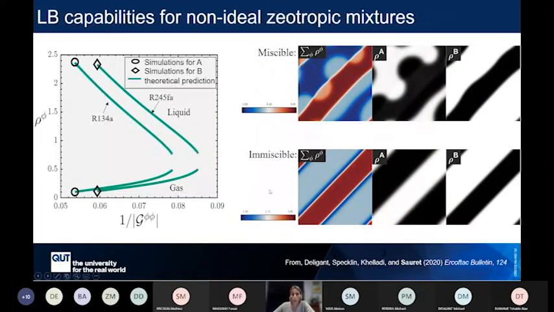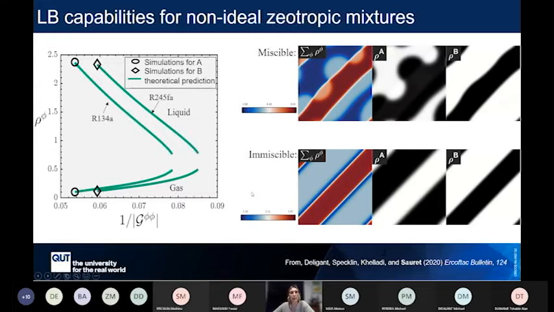And then we also applied the method to non-ideal zeotropic mixtures with realistic fluids. So we looked at R134A and R245FA as a mixture, again, just to look at the capabilities of those high-order multi-component Lattice Boltzmann methods in more realistic configurations. And so, again, we match the theoretical prediction pretty well. We looked at the worst case scenarios here, looking at gas and liquid.